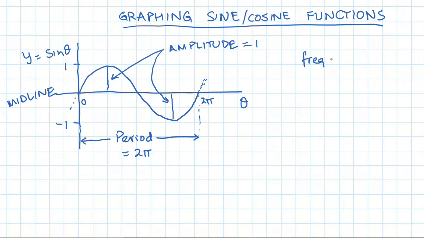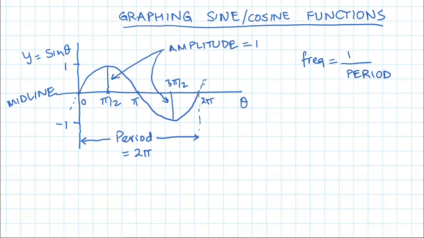And frequency is how many periods fit into 1 unit, which is 1 over the period. These are the key features. The other things are the maximum value happens here at pi over 2, then 0 again at pi, and then -1 happens at 3 pi over 2, and then again 0 at 2 pi, and then it repeats on both sides. This is the simple sine theta.